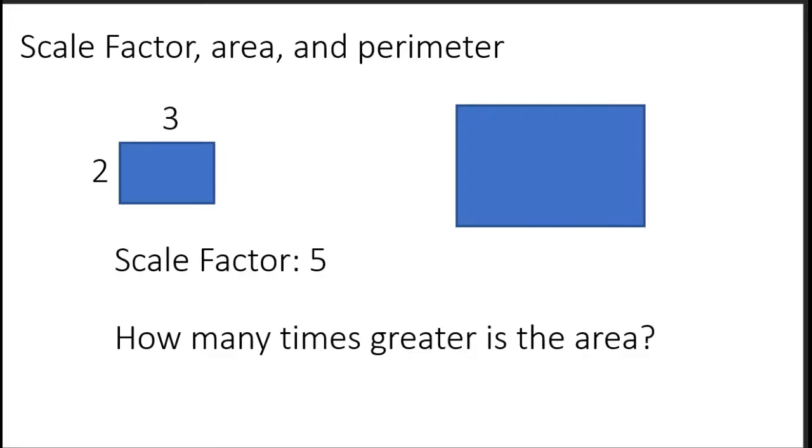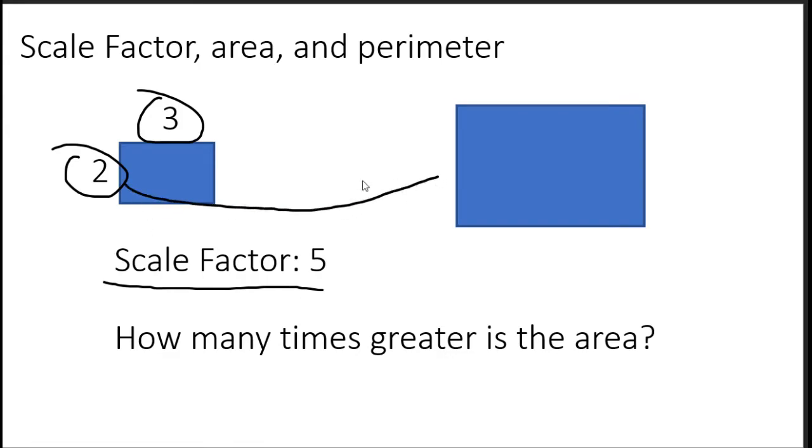So let's do a quick reminder of what scale factor means. We know that scale factor is basically the number that you multiply each of the side lengths by to get a similar figure. So in this case, we have two corresponding side lengths. This 2 corresponds with this short side. This 3 corresponds with this long side. So let's do some multiplication.